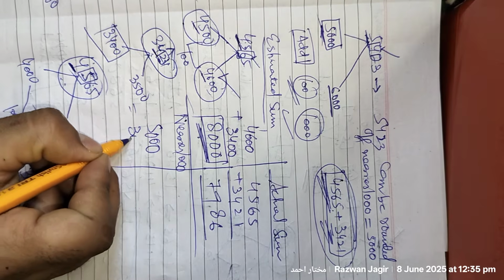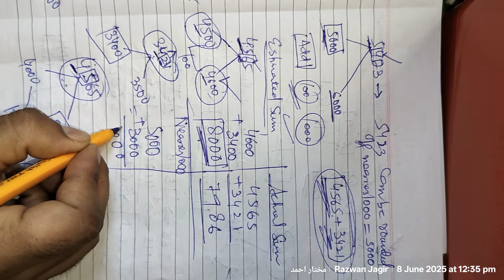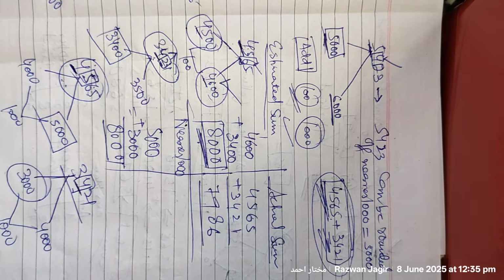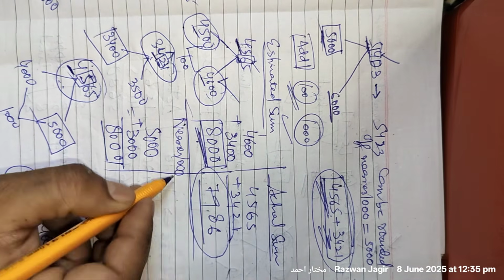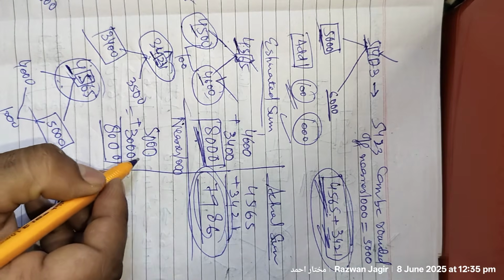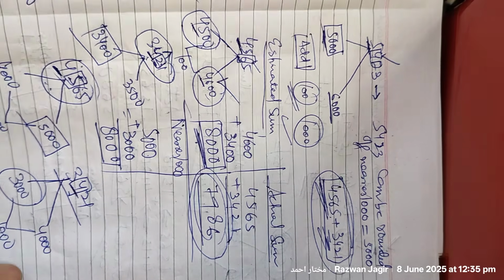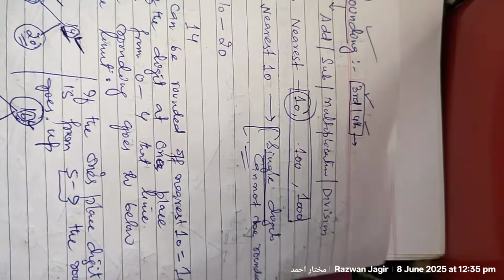So now I have to add the number that is 3000. So add them 0 0 0, and 5 plus 3 is 8. So the answer is 8,000. So 8,000 is your answer after the rounding nearest to 1,000. The actual sum remains the same, but rounding can be changed nearest to 10, 100 and 1,000. So let us do one more question related to the other operations.